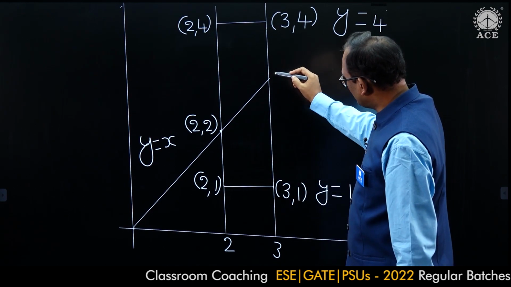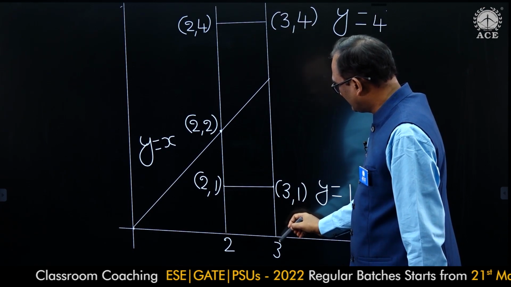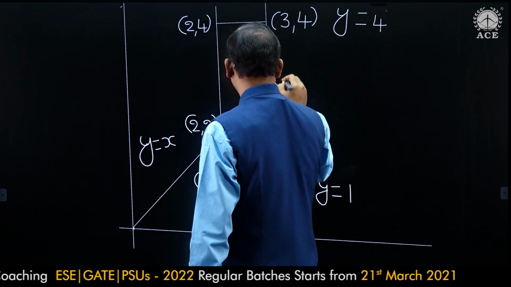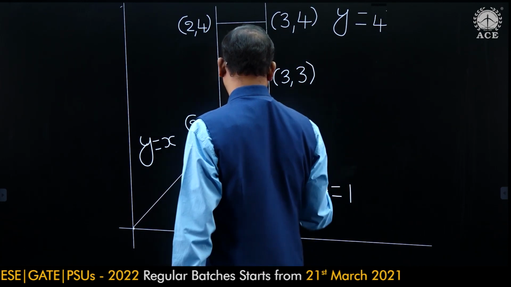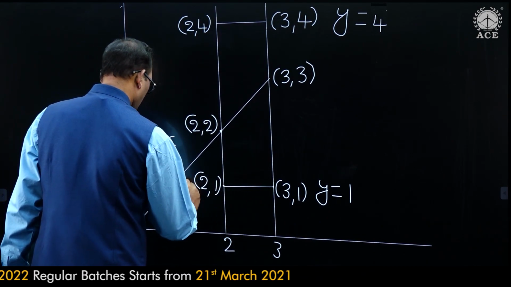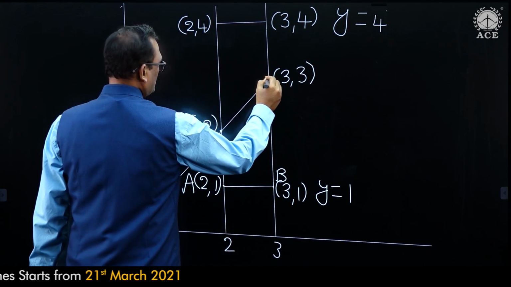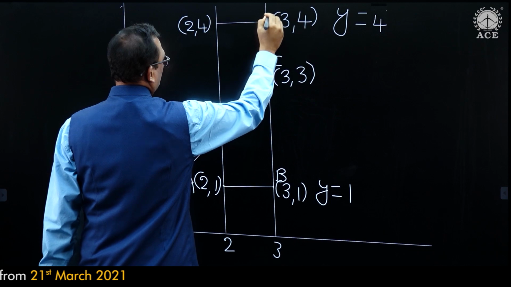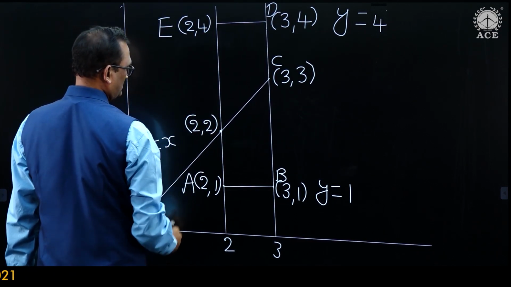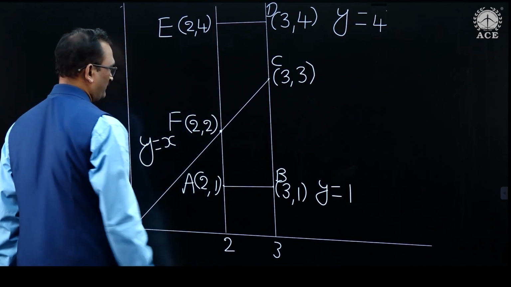The y is equal to x line intersects with the x is equal to 3 line. If I take x is equal to 3, y should also be 3. Therefore, it is 3 comma 3. Now, let us give the points. Let these points be A, B, C, D, E, and this point, let it be F.